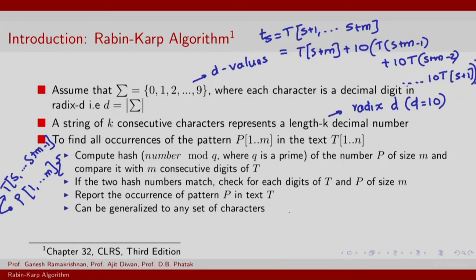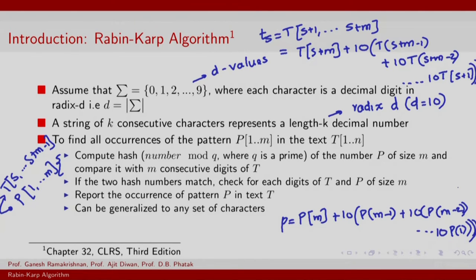So small p is basically P of M plus 10 times P of M minus 1, plus 10 times P of M minus 2, until P of 1. So computing TS and P can be expensive. In fact, it might not even be possible to fit TS or P into one computer word. So hash comes to our rescue here.